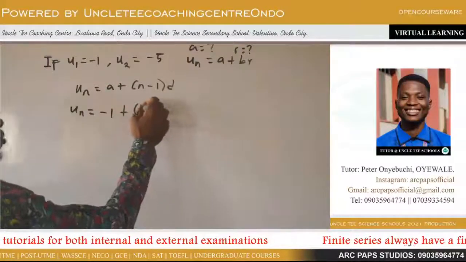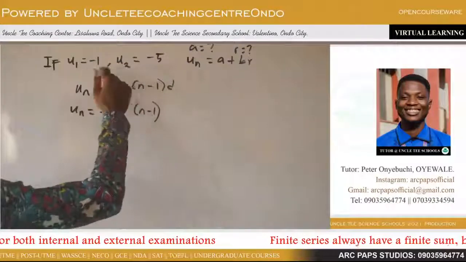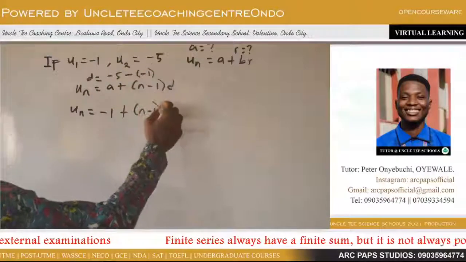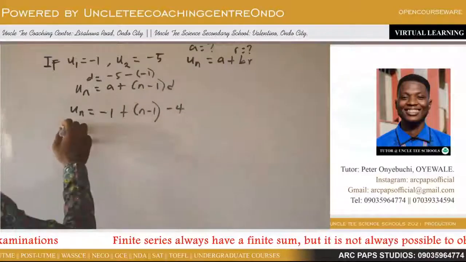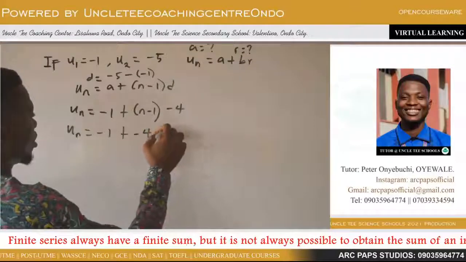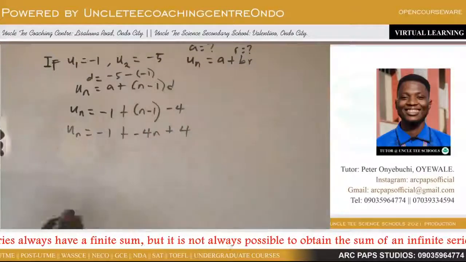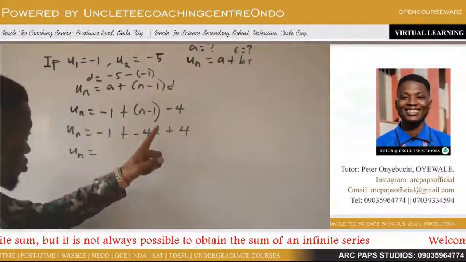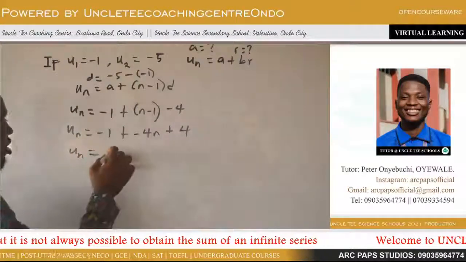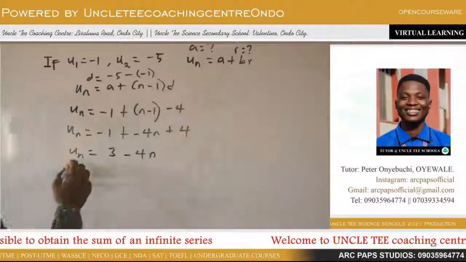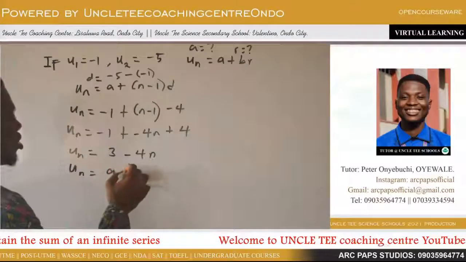Now let's find the nth term using AP normally. That will be -1 plus (n minus 1). Our common difference will be -5 minus -1, which is -4. So Un will give us -1 plus -4n plus 4. Our Un will then give us -1 plus 4, that is 3, minus 4n.